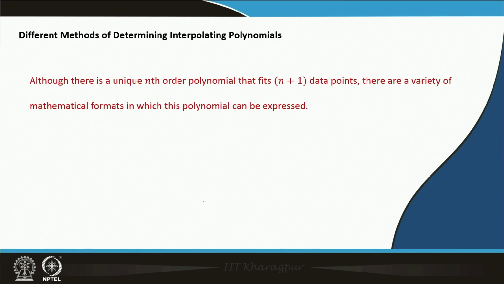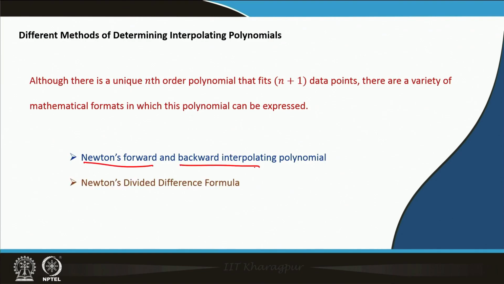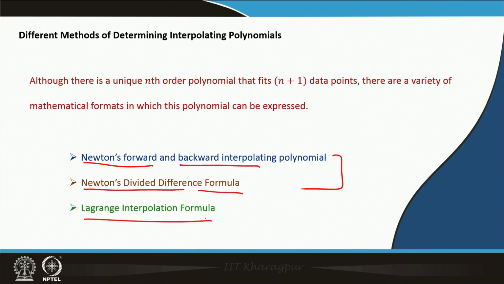Although there is a unique nth order polynomial that fits given n plus 1 data points, there are a variety of mathematical formats in which this polynomial can be expressed. For instance, in this lecture we have Newton's forward and backward interpolation polynomial, and we have also Newton's divided difference formula, which is a slight variation from the previous one, and we will also be talking about the Lagrange interpolation formula in the next lectures.